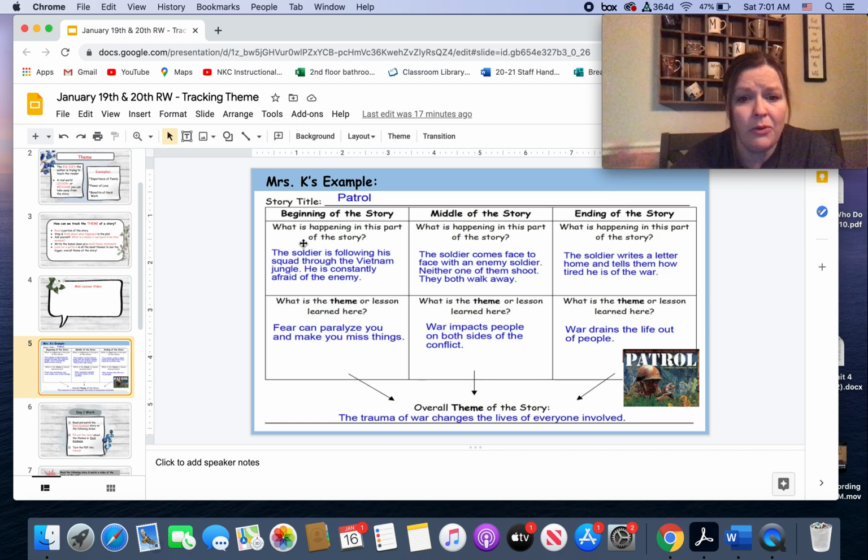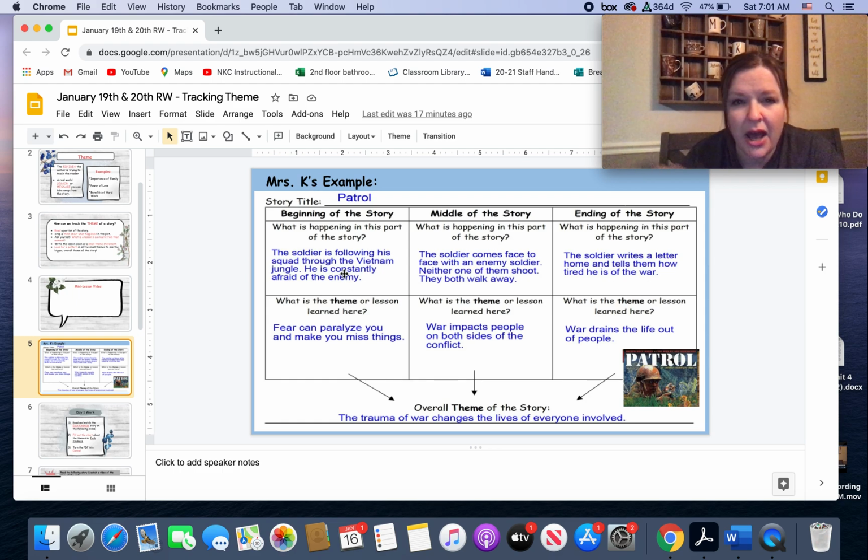I'm just going to fill out, what's happening at the beginning of the story? And so I just filled out, the soldier is following his squad through the Vietnam jungle, and he's constantly afraid of the enemy because he constantly talks about, should we move? Should we not move? He follows his crowd, and they're in that terrain of Vietnam where they don't see the enemy very well. They can hide behind trees. And so I feel like that's the main thing that he's saying, is he's just really afraid.